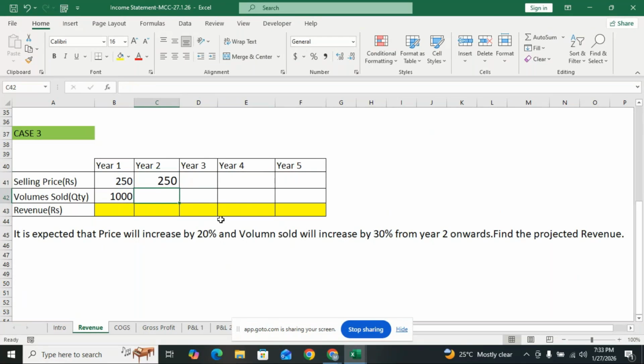But I got the same answer. Ma'am, select B41 plus 250 into 20%. B41 is nothing but 250. Yeah, plus 250 into 20%. Again plus 250 into 20%.